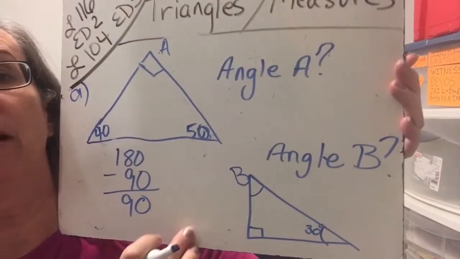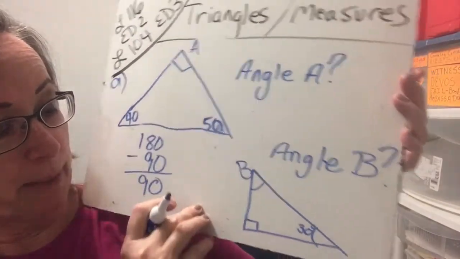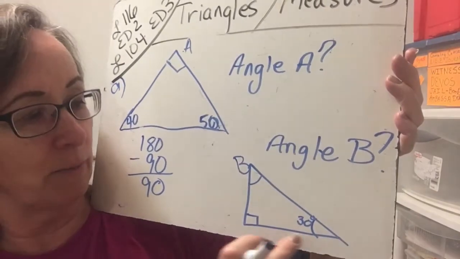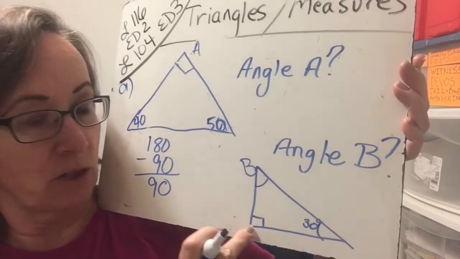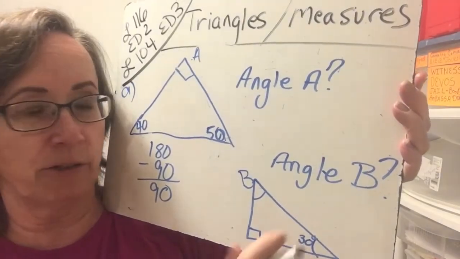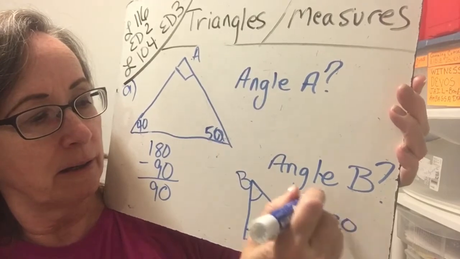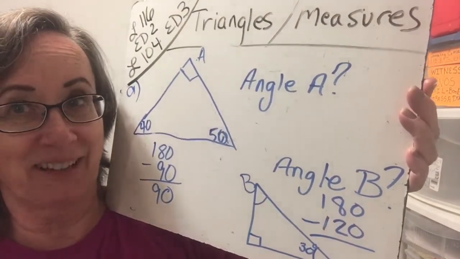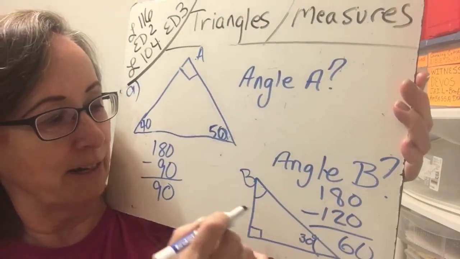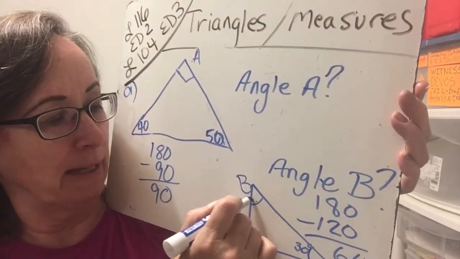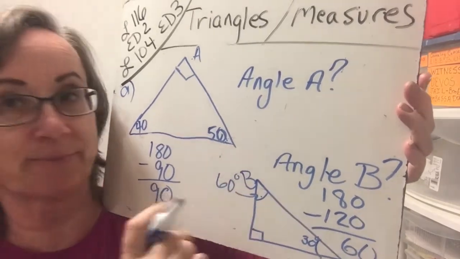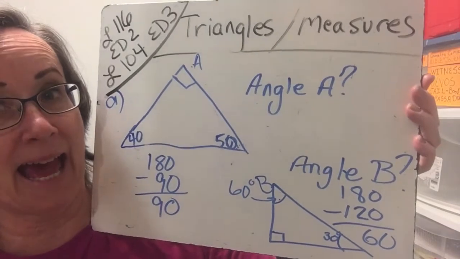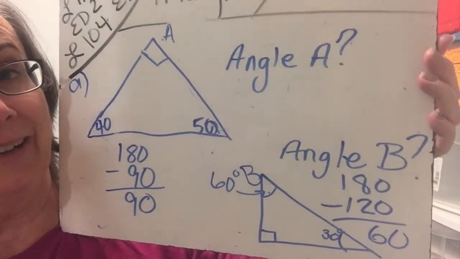All right, so now this one right here is example B. We have a square, which means it's 90 degrees, and we have a 30. So 90 plus 30 is 120. We need 180, so we subtract. We have 60. Therefore, B must be 60 degrees. Look how easy those are. Every triangle must add to 180 degrees.